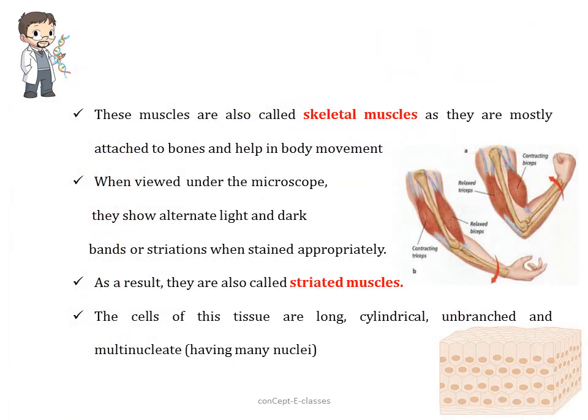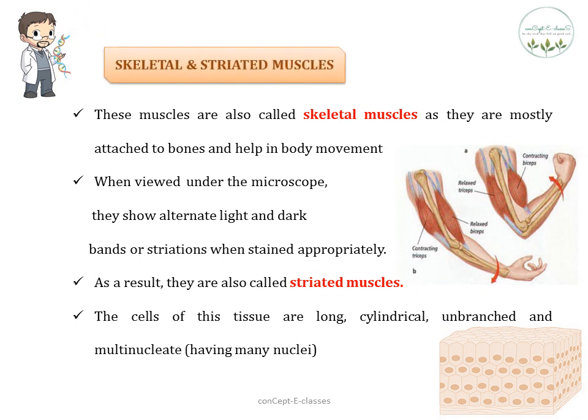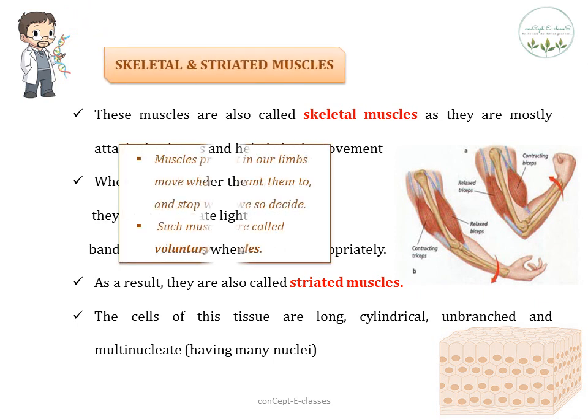So let's see different types of muscles. The first muscles that we're going to study are skeletal muscles or striated muscles. Now we can move some muscles by our conscious will. That is, under the control of our will, we can move some muscles, right? Like the muscles present in our limbs, we move them when we want them to and stop when we decide. So such muscles are called voluntary muscles.